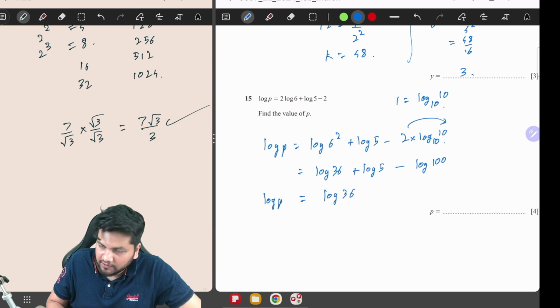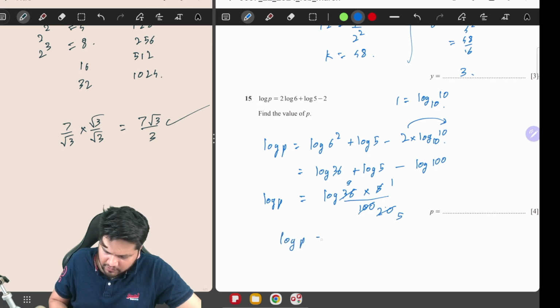Again, laws of logs. Log a plus log b is log a into b. So 36 into 5. And log a minus log b is log a by b. So 36 into 5 by 100. 5 ones, this is nothing but 20. Divisible by 4, so 9 by 5. So log p is equal to log 9 by 5. So p is nothing but 9 by 5. That's your answer.